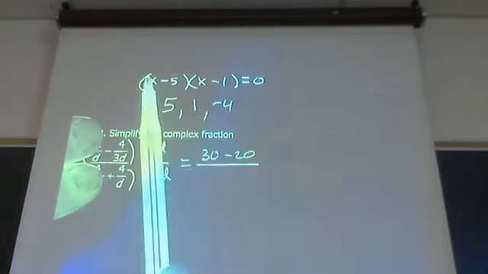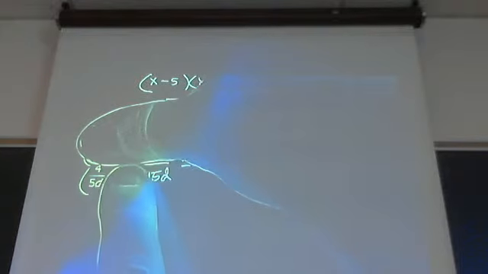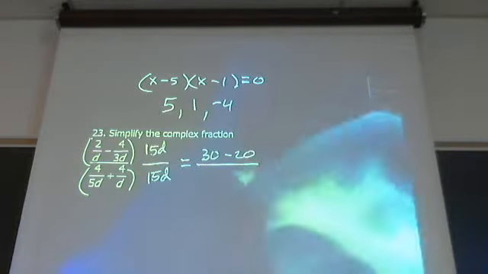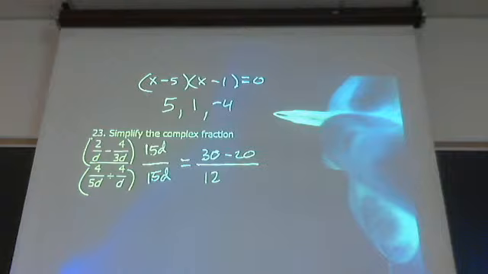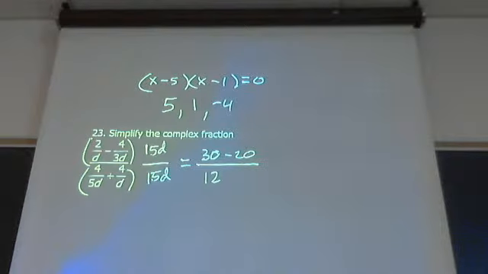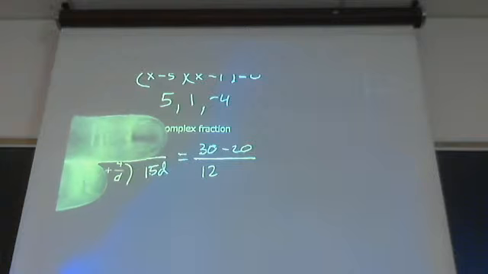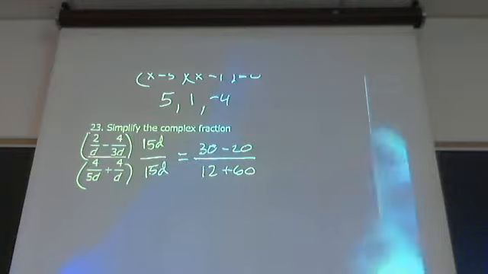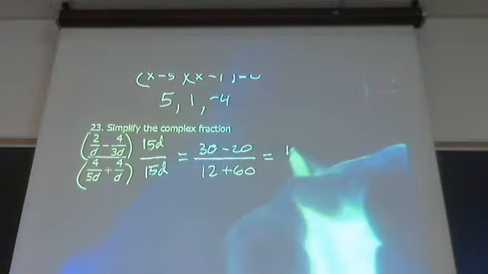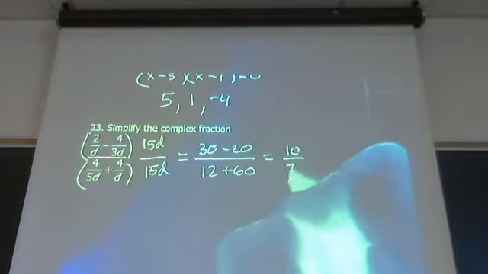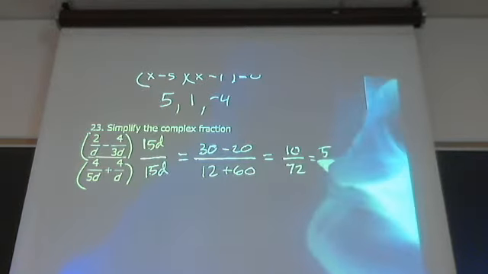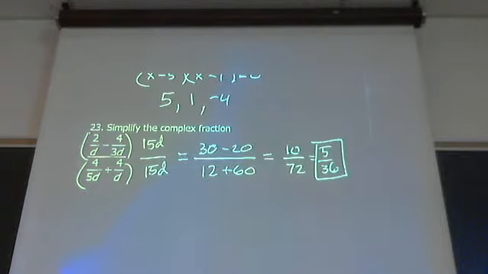Now, in the denominator, what if I take that 15D and multiply it times the 4 over 5D? That is 12. And then the 15D times 4D would be 60. So now we have 10 over what? 72. What can you take out of the top and the bottom? A 2. And so 5 over 36 is your final answer.